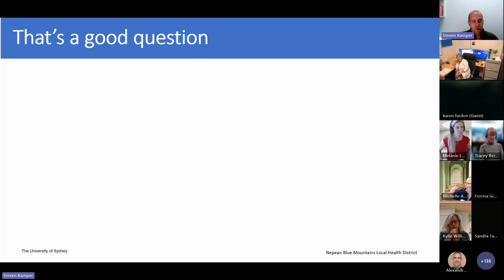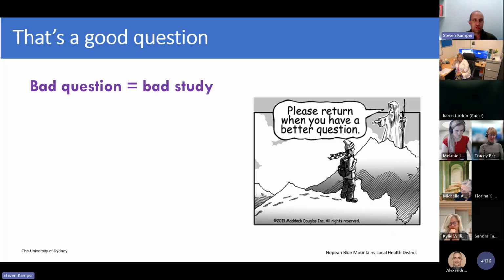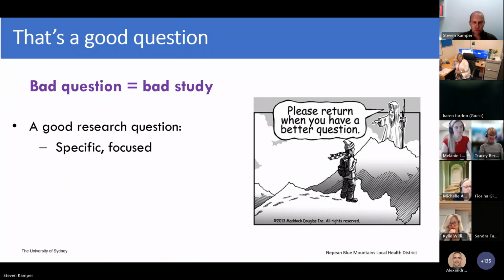All right, so hopefully that tells us something about what I think research is and why I think it's important to have a good question. Now, this is the starting premise. As I said, if you have a bad question, you will have a bad study. You can have a bad study with a good question. You can never have a good study with a bad question. All right, so what does a good question involve?